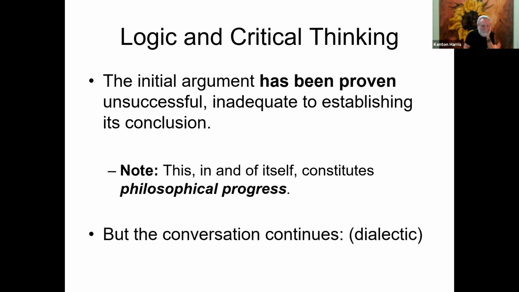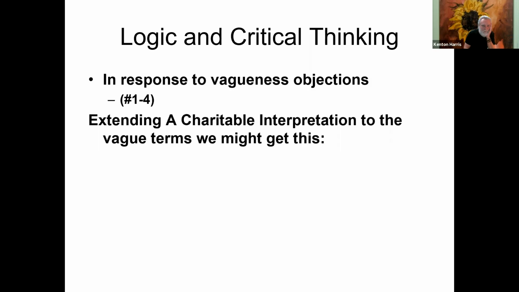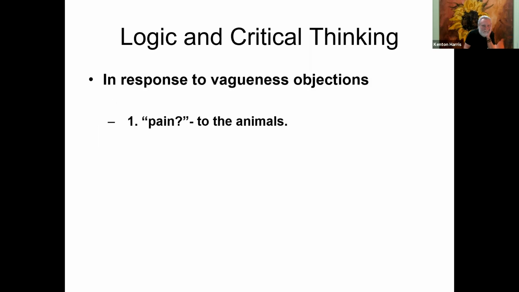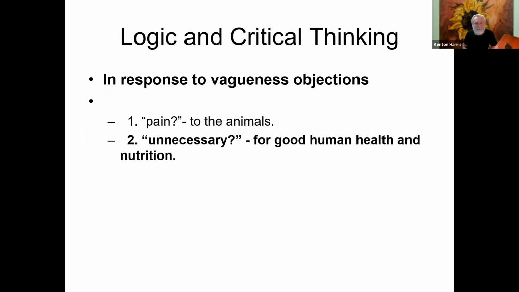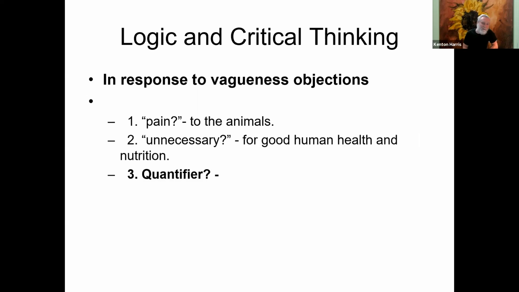So here's a quick review. They probably meant something like this: unnecessary for good health and human nutrition. In other words, it is simply not necessary to eat meat in order to have a healthy diet, in order to live a full and complete human life. Quantifier. Well, I kind of already tipped my hand on that. The only one that's going to work is all. They have to mean all. Some isn't going to work.